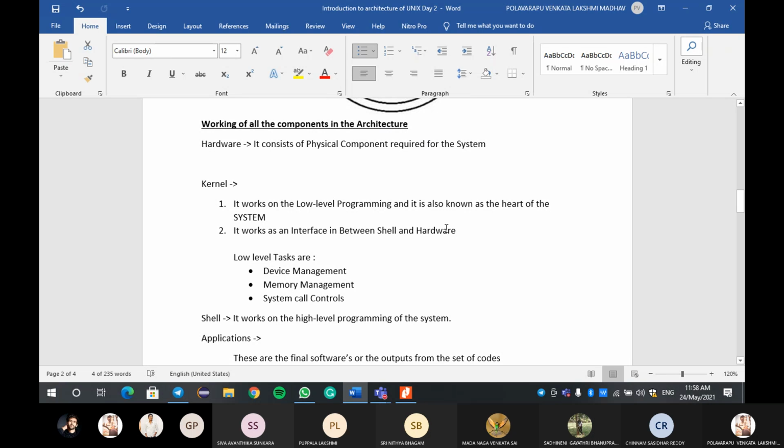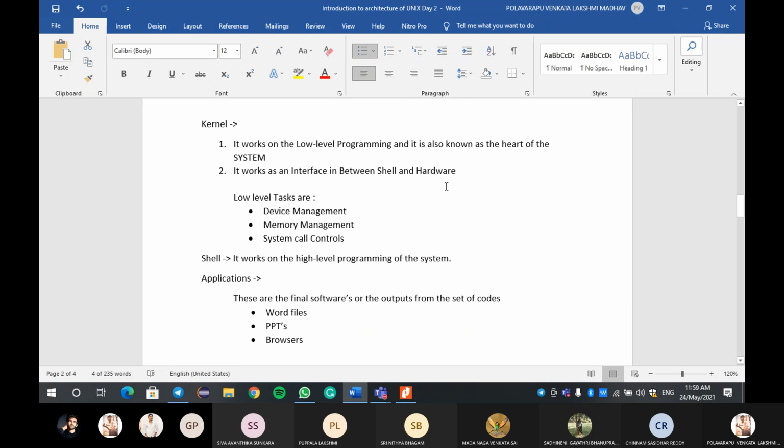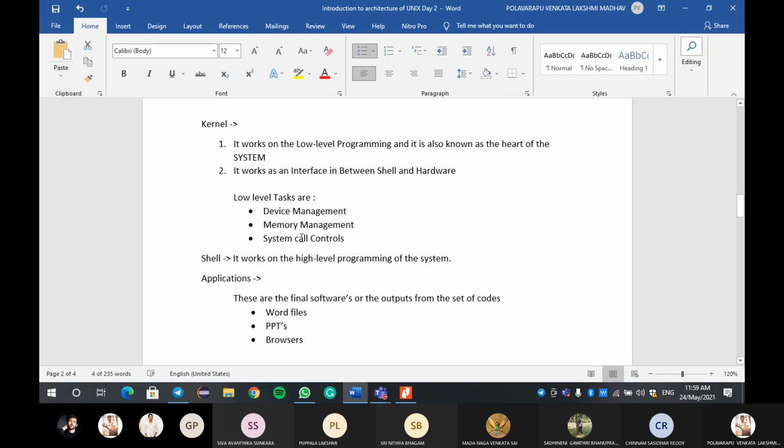So it's a basic architecture for the Unix operating system, and now the working of all the components in the architecture. Hardware consists of the physical components required for the system. Kernel works as low level programming and is also known as the heart of the system. Low level programming is nothing but the binary language. It works as an interface between the shell and hardware. Low level tasks are device management, memory management, and system call controls. These are the tasks given by the shell from the user to the hardware unit.